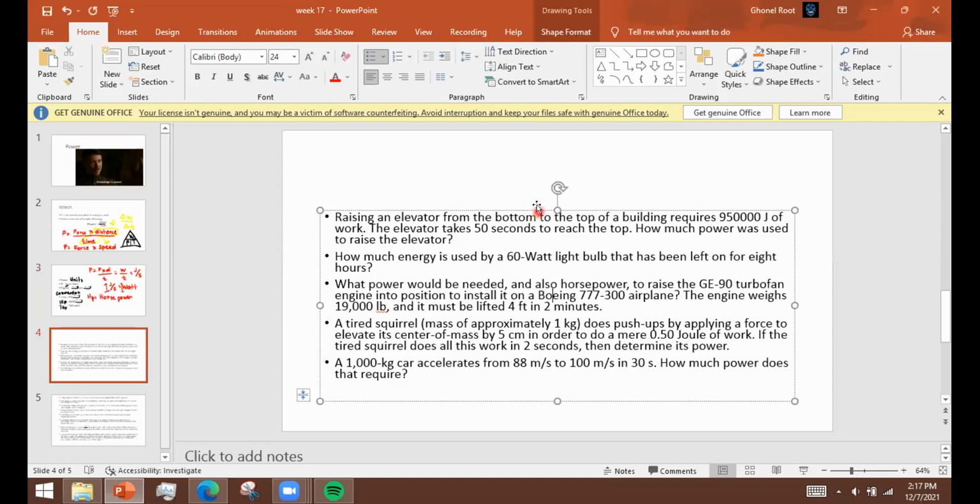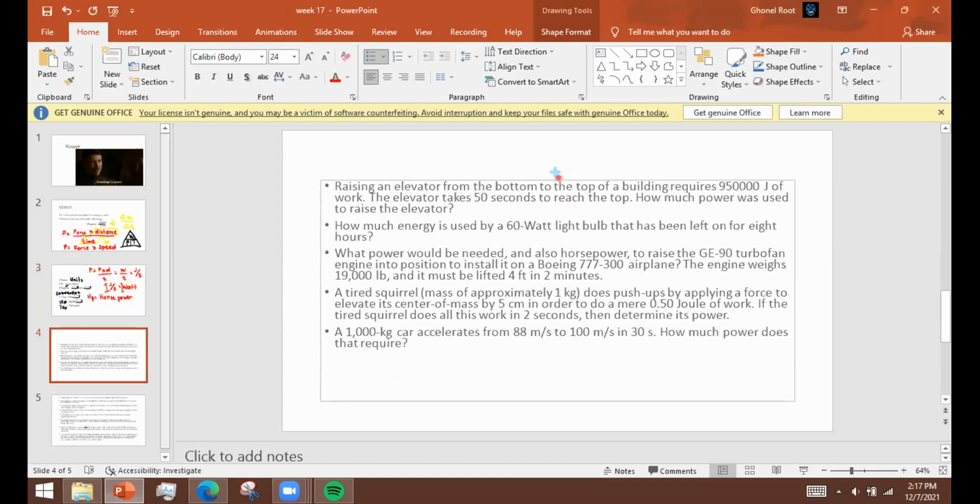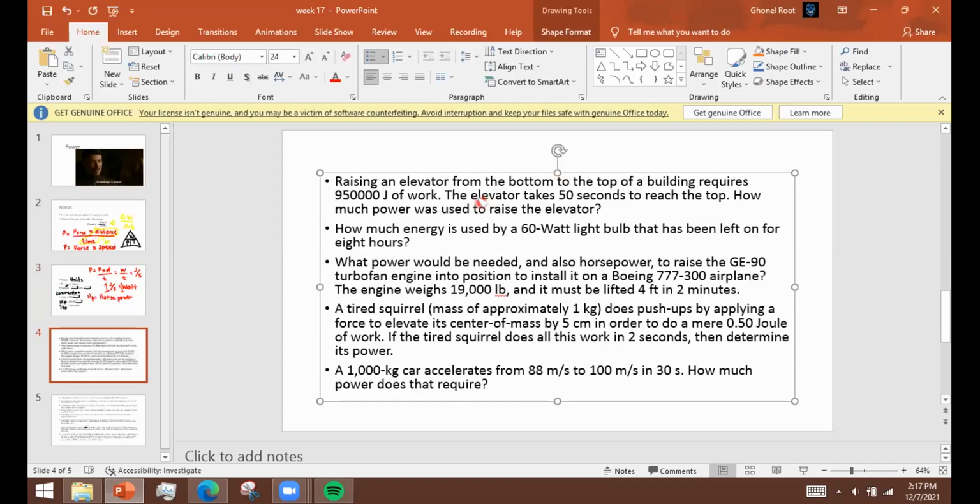So we have ilan to? Five sample problems. So first, raising an elevator from the bottom to the top of a building requires 950,000 joule of work. And then the elevator takes 50 seconds to reach the top. So how much power was used to raise the elevator? I-note natin, raise the elevator to the top. Okay? So, ayan. So, madali siya, di ba? So, solve natin.